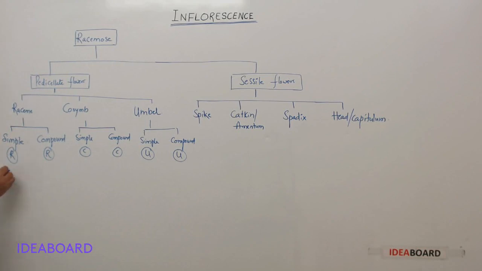Okay, and in simple raceme, the peduncle is unbranched, and over this peduncle, you will find the flowers which are arranged acropetally. This is bract, pedicel, flower. So when the bracteate pedicellate flowers are arranged acropetally on unbranched peduncle, this is called simple raceme, and the example is crotalaria.